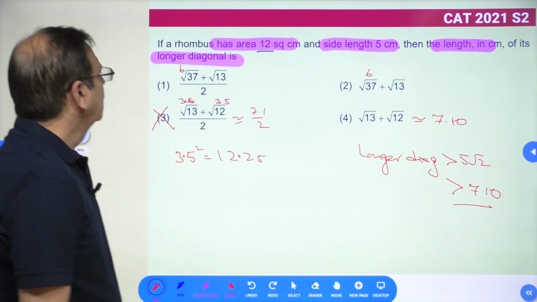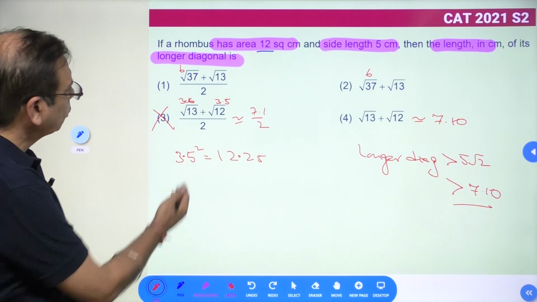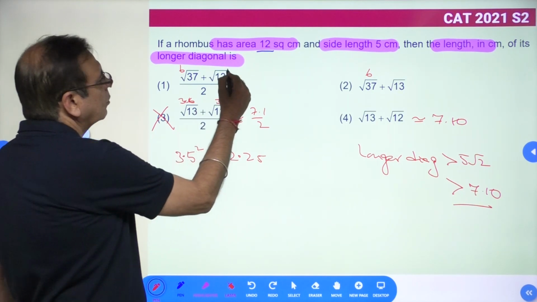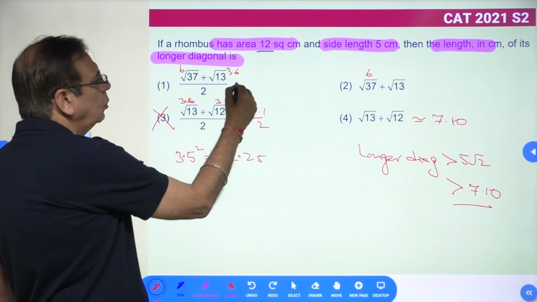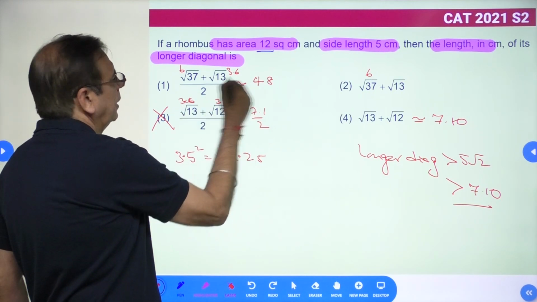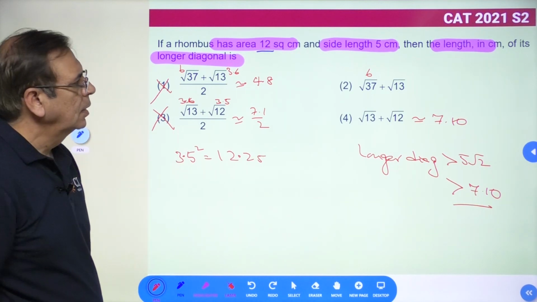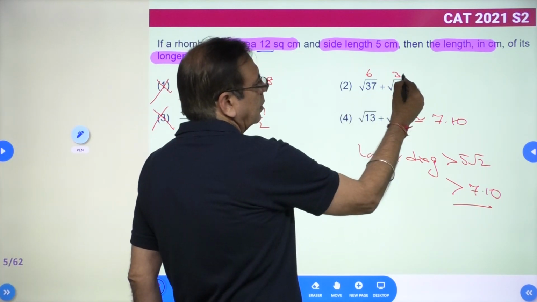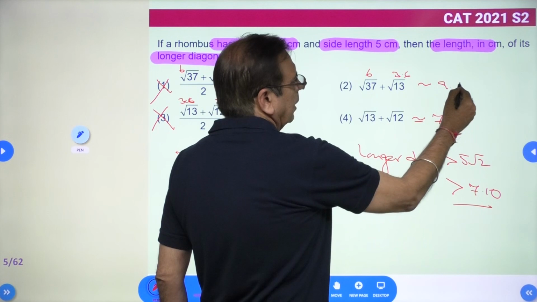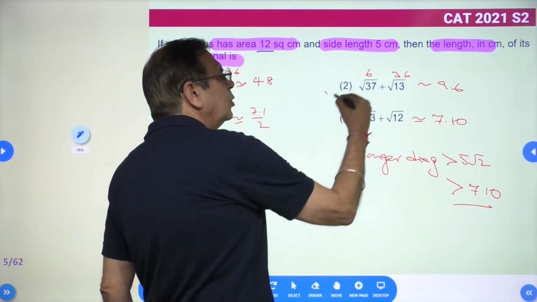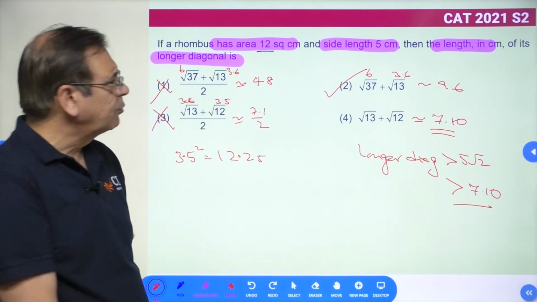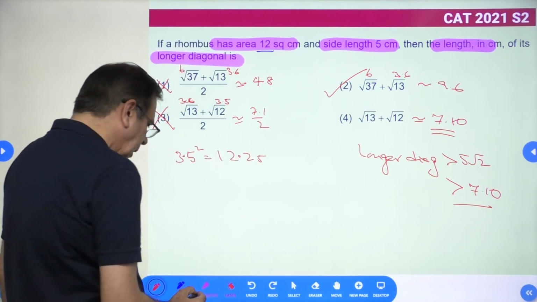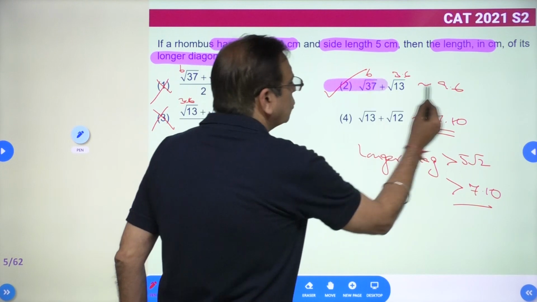Okay. Look at under root 13. Under root 13, what have we taken? 3.6. So 3.6 ले लेते हैं. 6 plus 3.6, 9.6 by 2, approximately 4.8. Definitely wrong. And what is this? 6 plus 3.6, approximately 9.6. So what should your answer be? Choice 2. ये तो almost 5 root 2 है ना. My answer has to be greater than 5 root 2. So this is a wrong answer. And the correct answer is going to be choice 2.